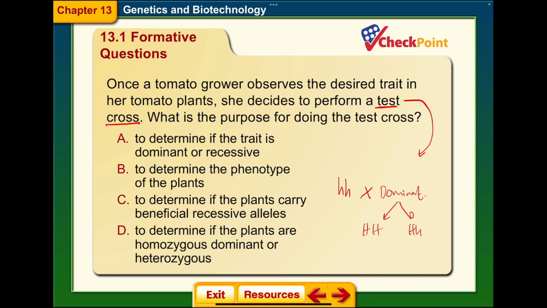So what is the purpose of doing a test cross? To determine if the trait is dominant or recessive? We know that the trait is dominant, but we don't know the genotype of this trait. To determine the phenotype of the plants? We're looking at the genotype. To determine if the plants carry beneficial recessive alleles? Also no, because we're looking at a dominant phenotype. To determine if the plants are homozygous dominant or heterozygous dominant? That is correct. It's D. That is the reason we do a test cross.